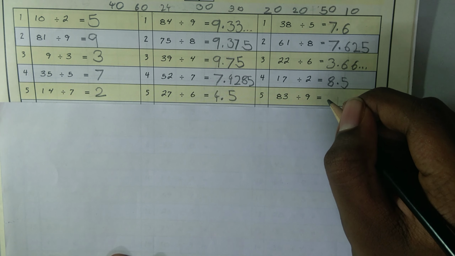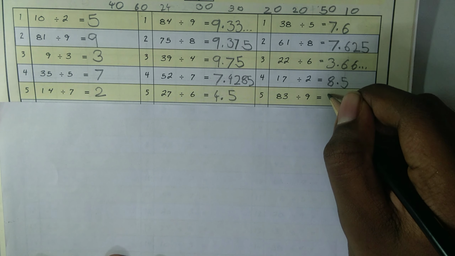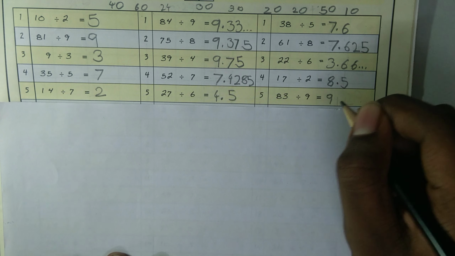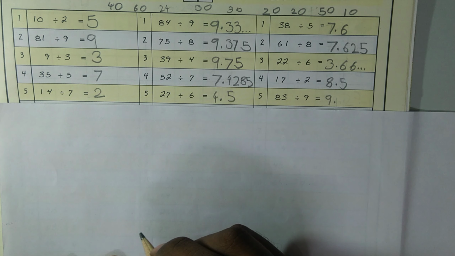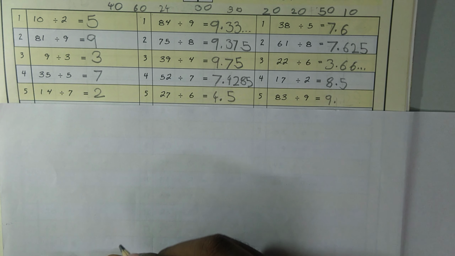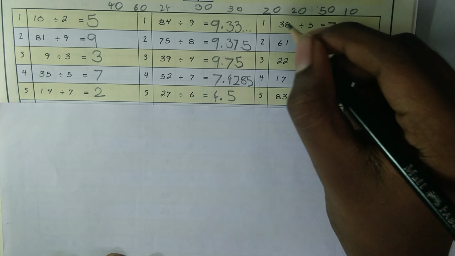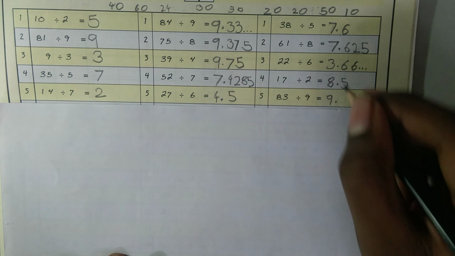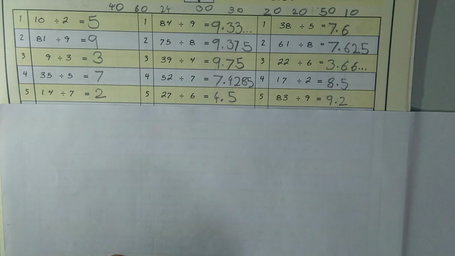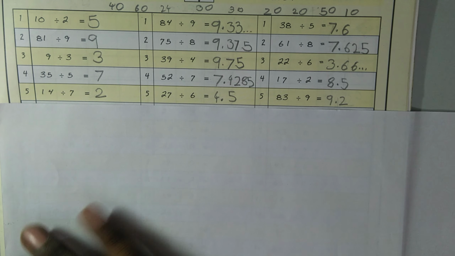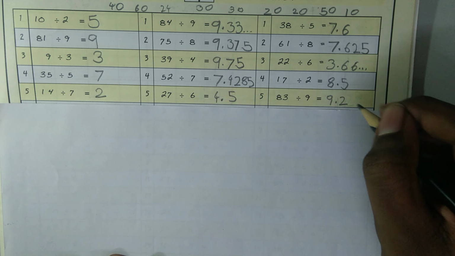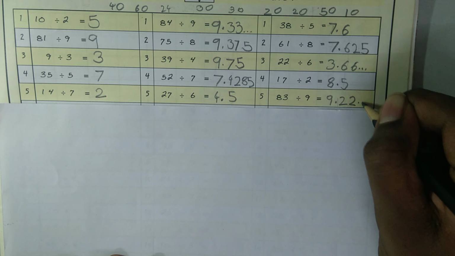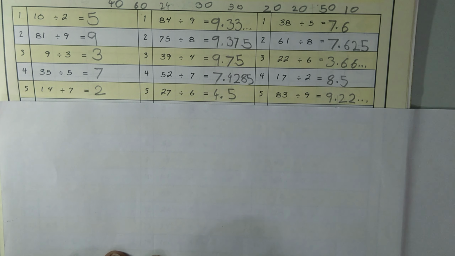9 into what is 83? 9 into 9 is 81, which is lesser than 83 but closer to 83. Now we have to keep a point. We got 2 as our remainder because 83 minus 81 is 2. When we keep a 0 beside 2, it becomes 20. 9 2s is 18. When we do 20 minus 18, we get 2 again as our remainder. So again it becomes 20 and 9 2s is 18, and this keeps on repeating, which means it goes on like 9.22222. It goes on.